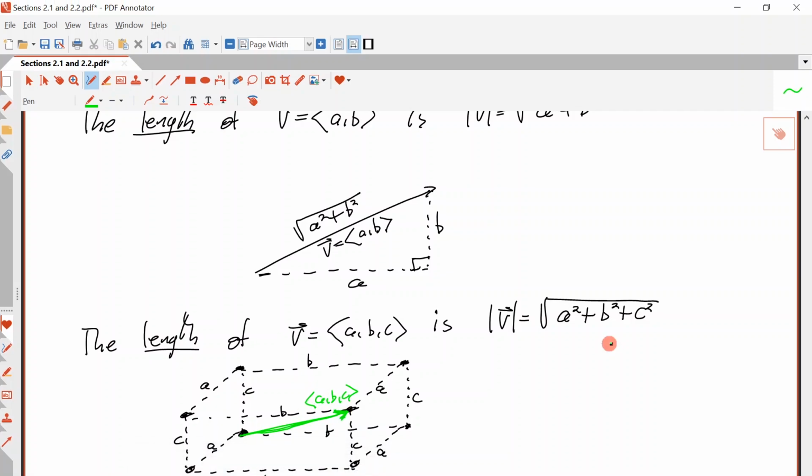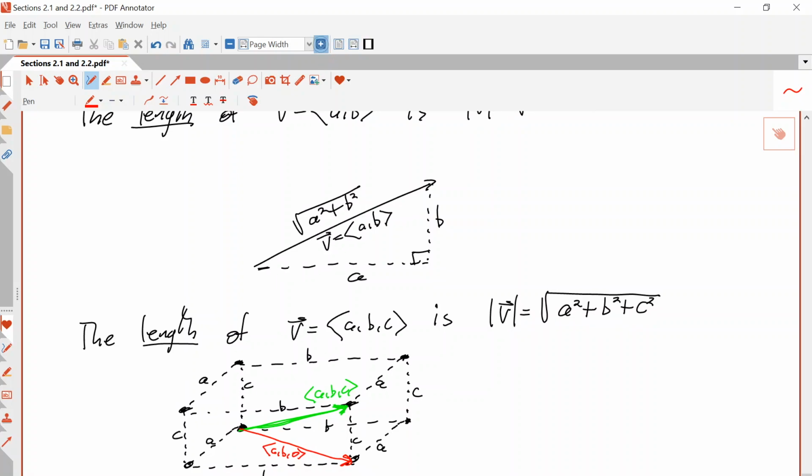This green vector is the vector A, B, C. If you project that vector down here, and we'll make it, say, red, down over here, from here to here, this is just the vector AB, 0. And we know the length of AB, 0, is the square root of a squared plus b squared.